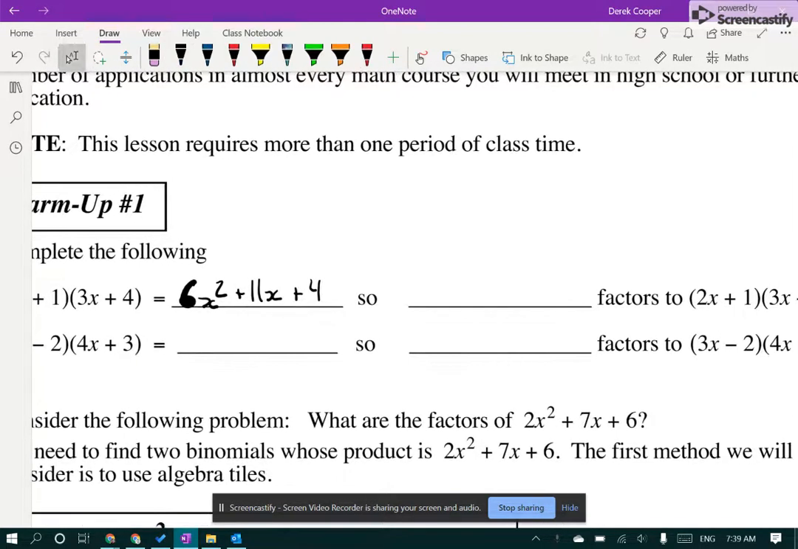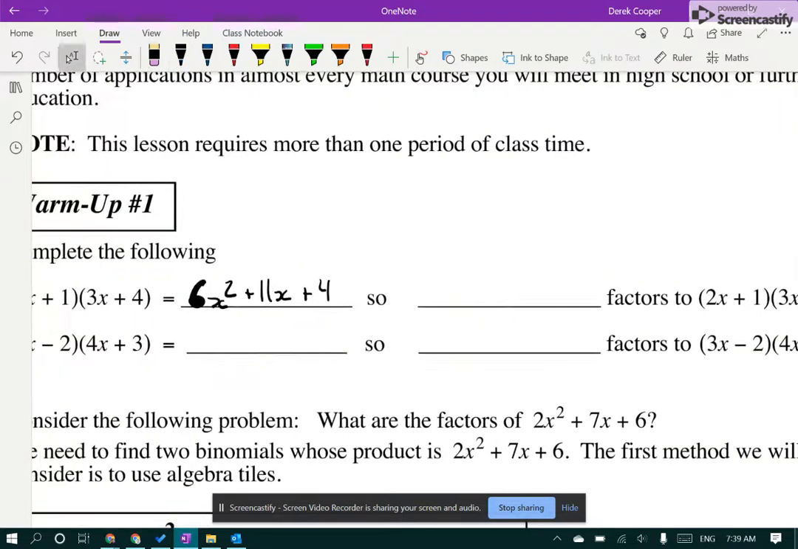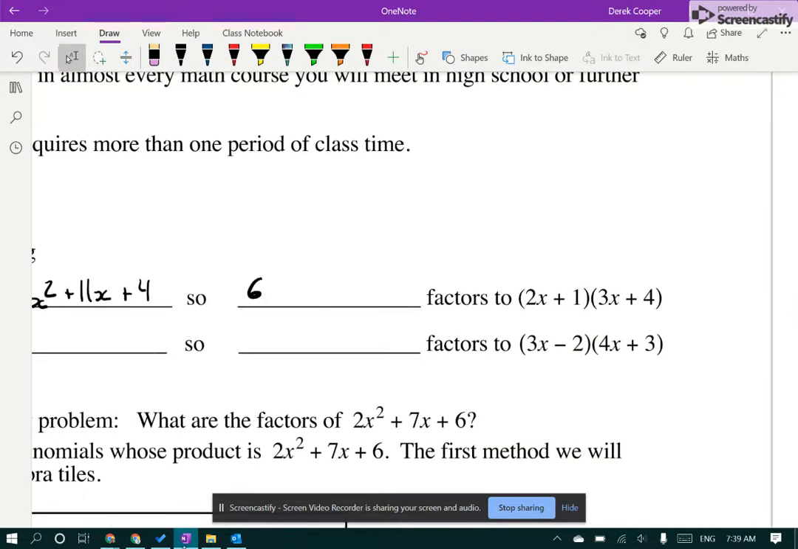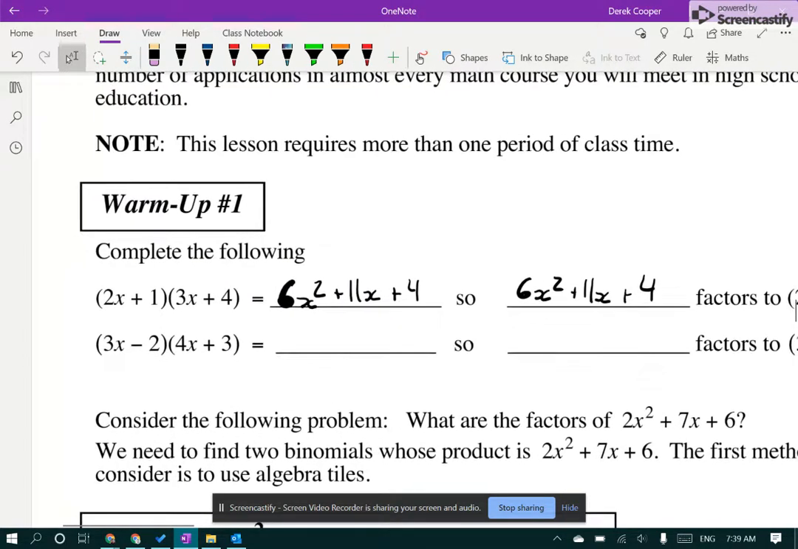Essentially what we're saying here is that we can go back and forth from our (2x + 1)(3x + 4) to this form. So we can go back from 6x squared plus 11x plus 4, and we can factor that to get (2x + 1)(3x + 4).